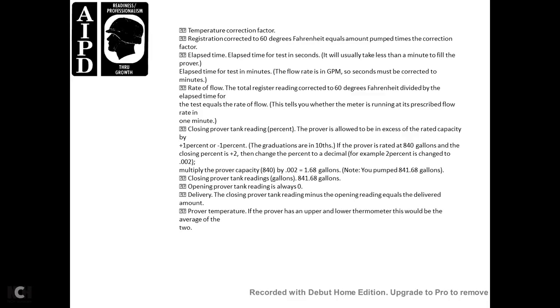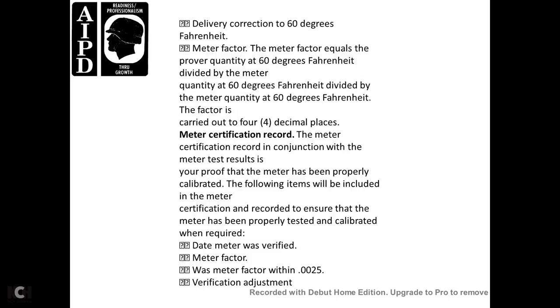Proving temperature: if the prover has an upper and lower thermometer, use the average of the two. Delivery correction to 60 degrees Fahrenheit: the meter factor equals the proving quantity at 60 degrees Fahrenheit divided by the meter quantity at 60 degrees Fahrenheit. The factor is carried out to four decimal places.